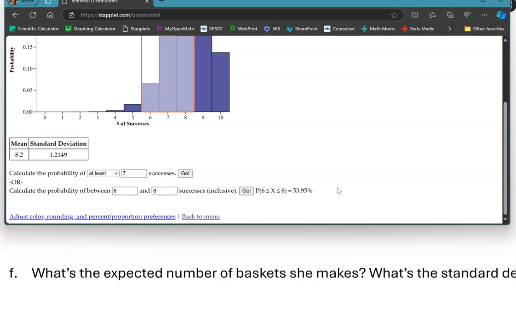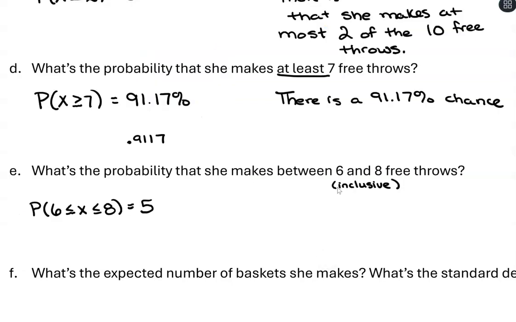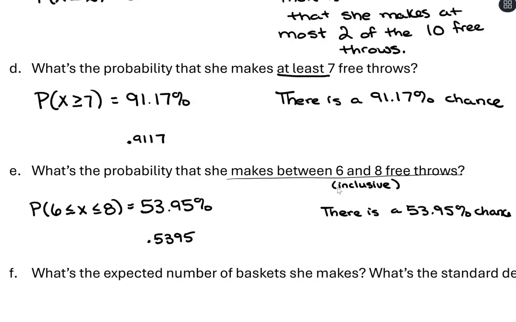And we are getting a 53.95%, or a 0.5395. So there is a 53.95% chance she makes between 6 and 8 free throws.